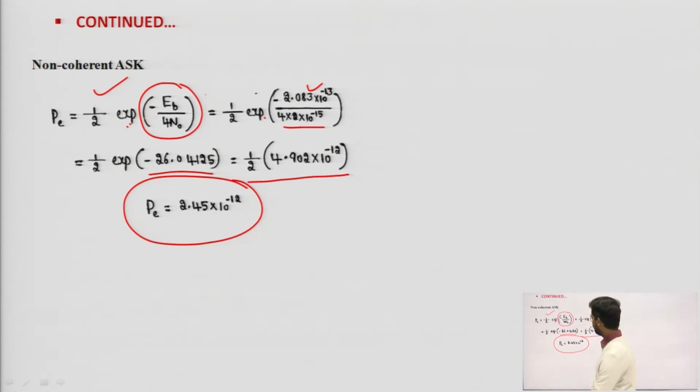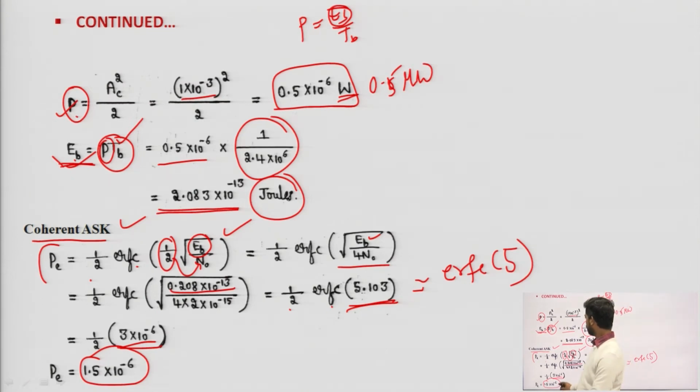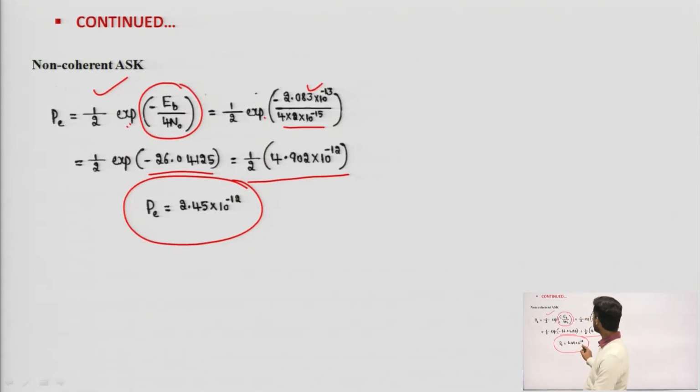We can see that in case of coherent ASK I am getting this much error, but in the non-coherent case I am getting this much error, which is better than the other one.